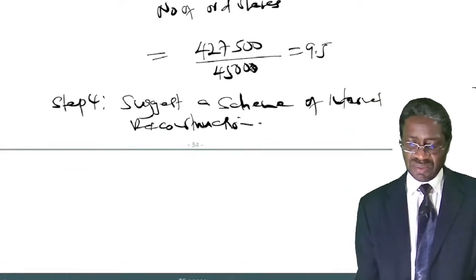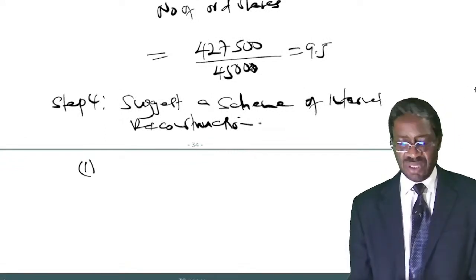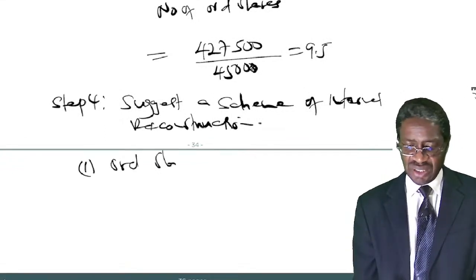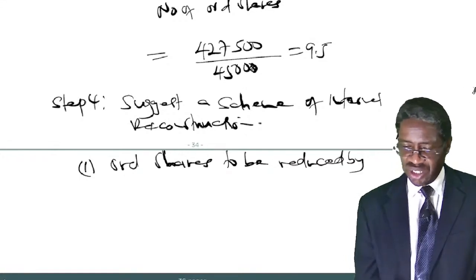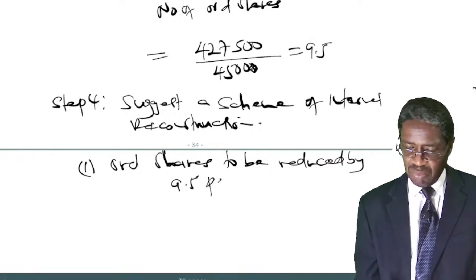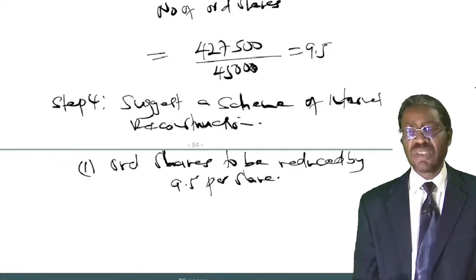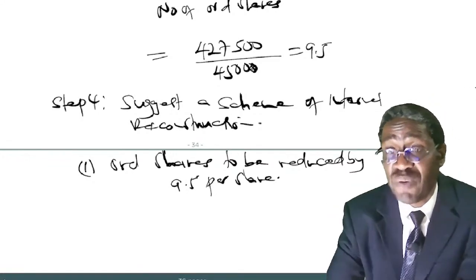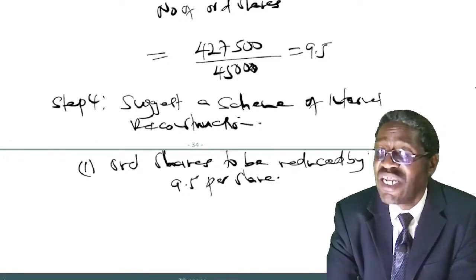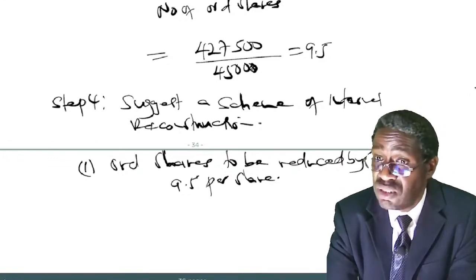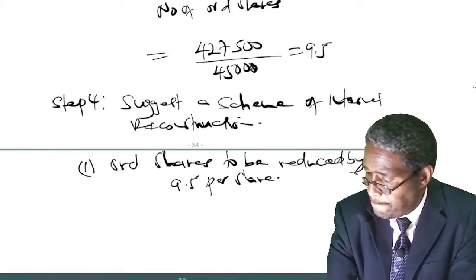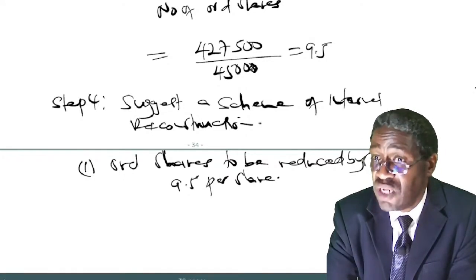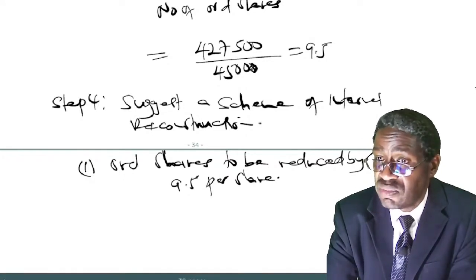Number one, let's put it down. You come and say ordinary shares to be reduced by 9.5 per share. I told you, anything you got in step 3 must be part of the scheme.